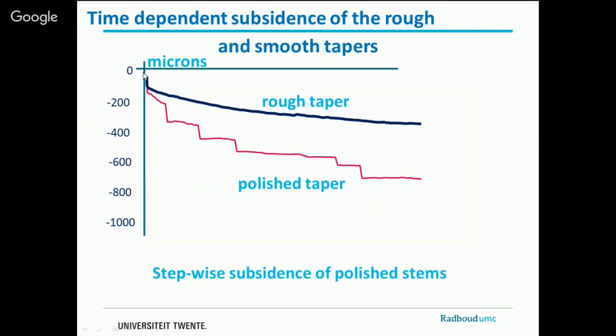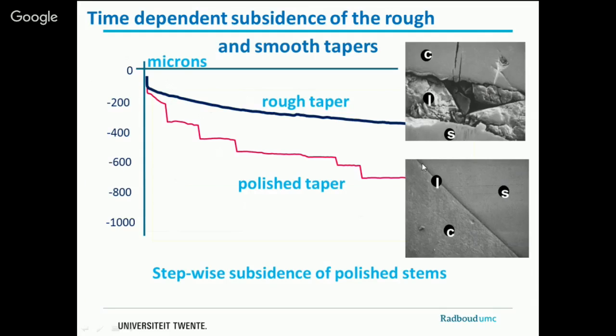When we looked at the migration, we saw that the migration of the rough taper was less than the polished taper. So that means, although the polished taper had a bigger migration, bigger subsidence, there was less damage. So it means that a rough taper generates more damage, and it means that migration is not related to damage. Whereas a surgeon would see on his X-ray, oh, it has migrated a lot, I think there is going to be a lot of cement damage, but it depends on the surface roughness, as we see here.